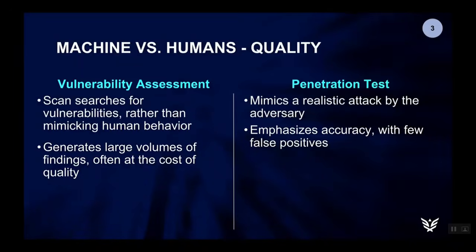So machine versus human, right? Quality. What comes out of the particular assessments? So vulnerability assessments, right? The scanners that are leveraged scan for a lot of different vulnerabilities that could be on the particular systems. Scanners like Nessus, Qualys, Nexpose, and Burp Suite have hundreds of thousands of plugins or scripts that will look for these particular vulnerabilities. This is definitely not mimicking human behavior at all. And the output is large volumes of findings, right? Often at the cost of any quality.